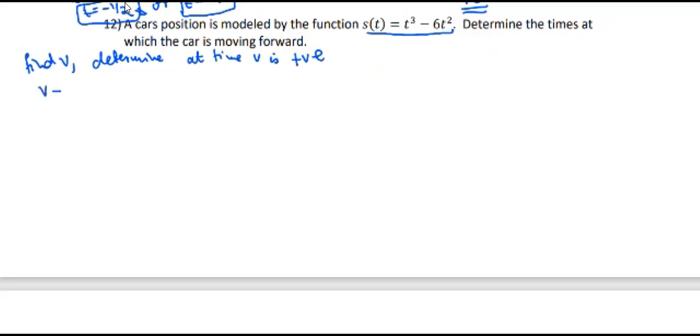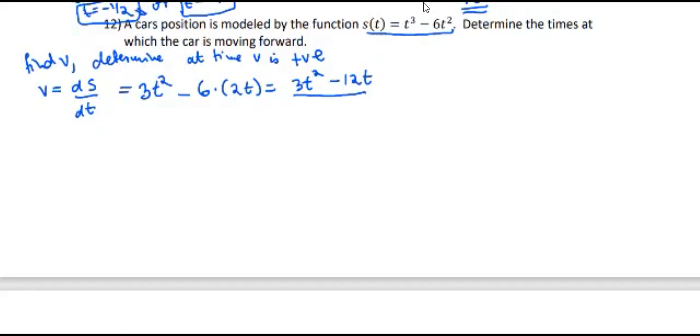Okay, so velocity is equal to the derivative of position with respect to time. So we want to take the derivative of t cubed minus 6t squared. The derivative of t cubed is 3t squared, minus the derivative of 6t squared, which is 6 times 2t. So this is 3t squared minus 12t. Okay, so 3t squared minus 12t is our velocity function. So we just need to find when this is negative, okay?